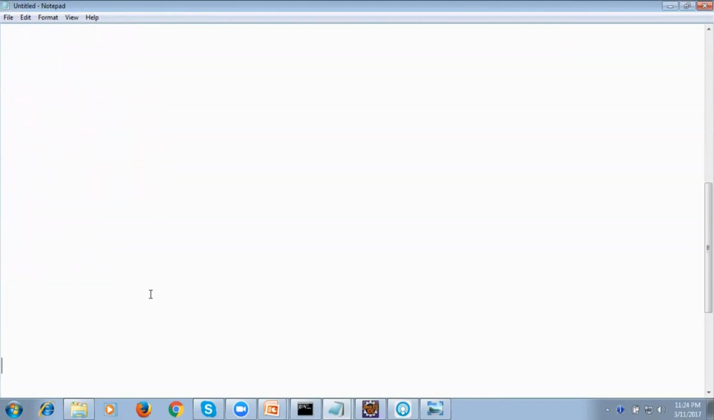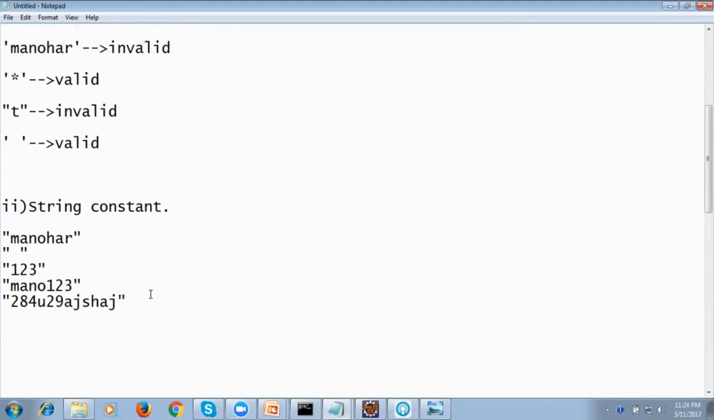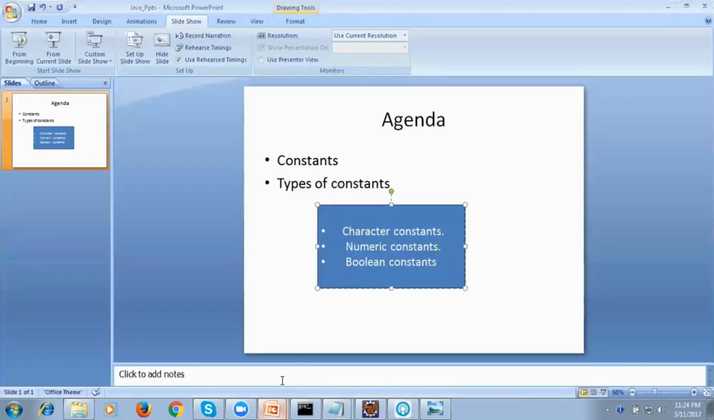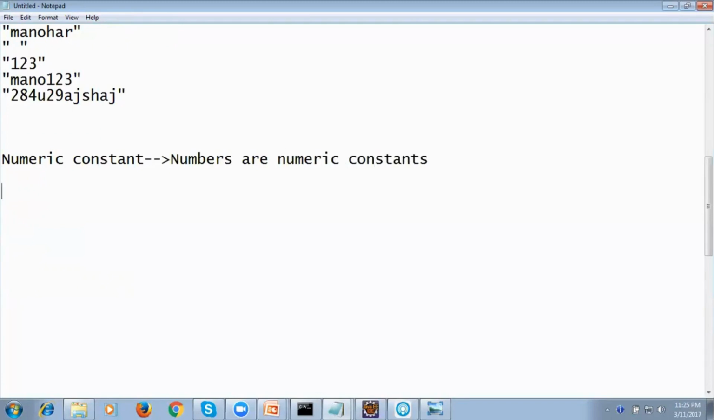So we came to know what a character constant and a string constant are. A single letter in single quotes is a character constant. A group of letters in double quotes is a string constant. I hope this is clear. Now the next thing we have to talk about is numeric constants. What is a numeric constant? All numbers are numeric constants. There is nothing more than that.